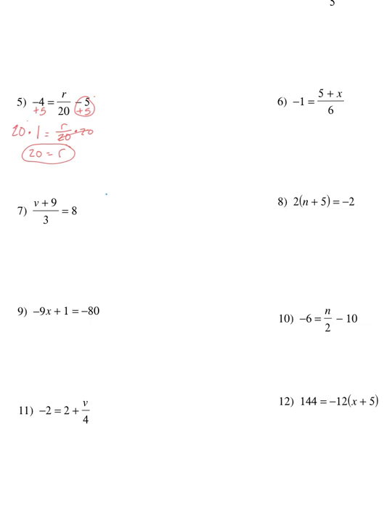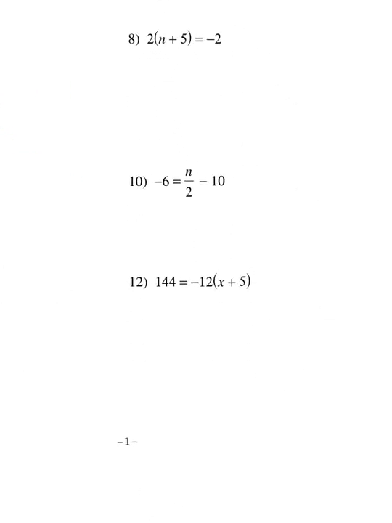Another one with maybe a little more to it. Let's go to 13. So we have 144 is equal to negative 12 times parentheses x plus 5. Now remember, when we're distributing, that means you have to take this negative 12 times both things on the inside, not just times the x. So I'm going to take negative 12 times the x. That's going to be negative 12x. I'm going to keep my 144. I'm going to take negative 12 times 5, which gives me negative 60.